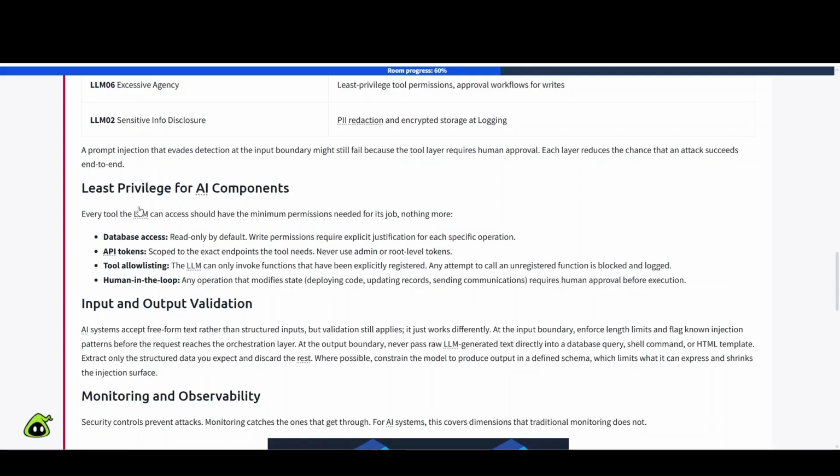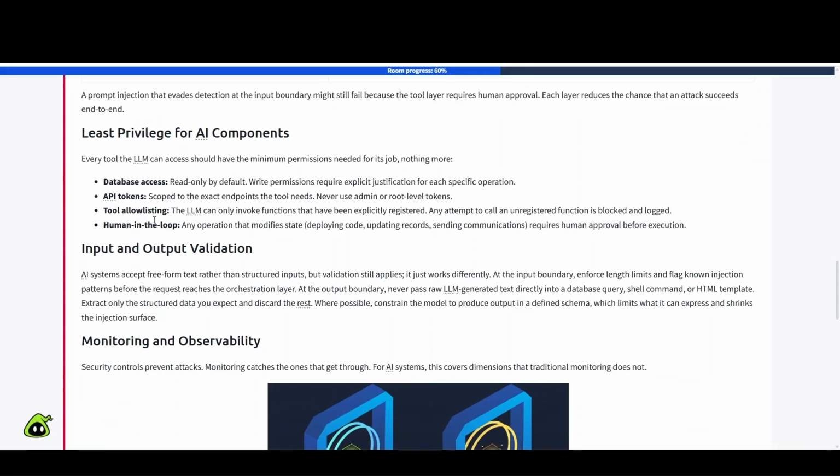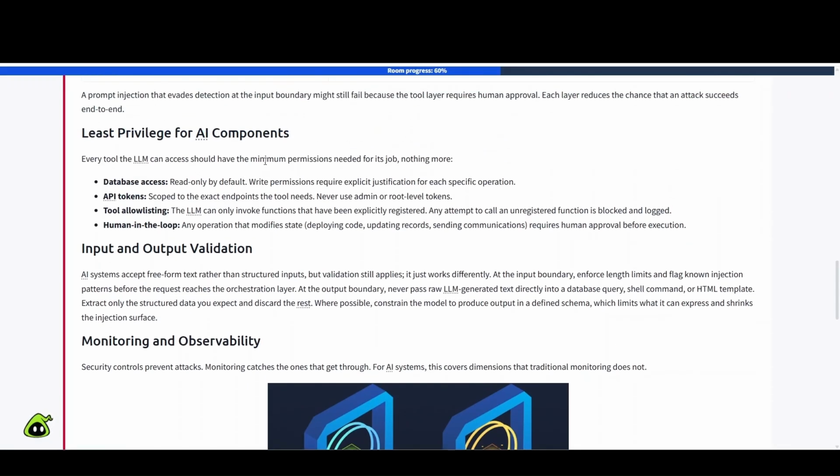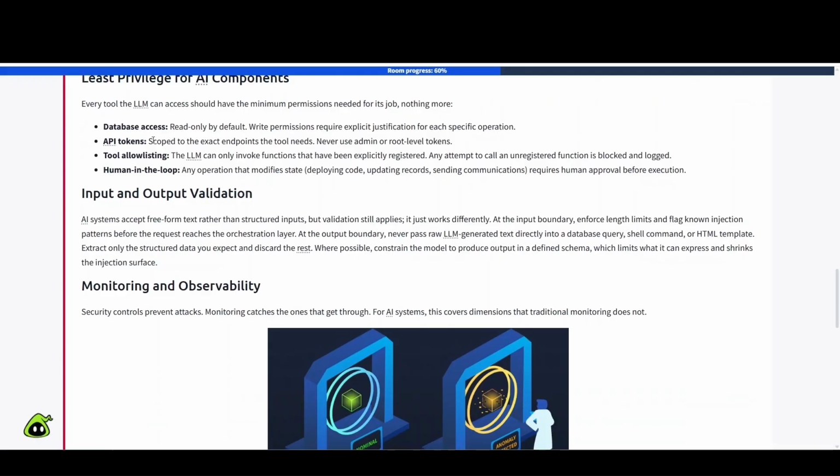We have least privilege for AI components here. And let's see what it says. Every tool the LLM can access should have the minimum permissions needed for its job, nothing more, right? I mean, come on now, just like with anything else in cybersecurity, best practices stand the test of time. Database access: read only by default. Write permissions require explicit justification for each specific operation. API tokens: scoped to the exact endpoints the tool needs. Never use admin or root level tokens. Tool allow listing.